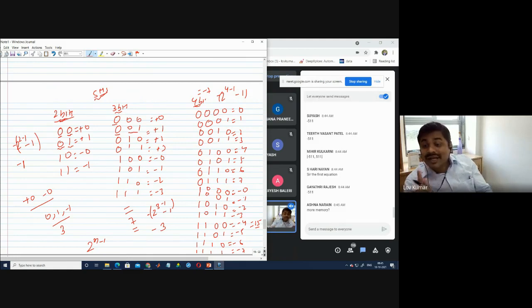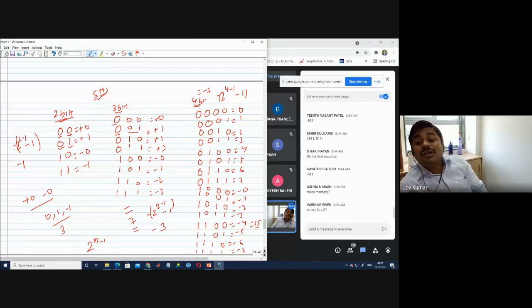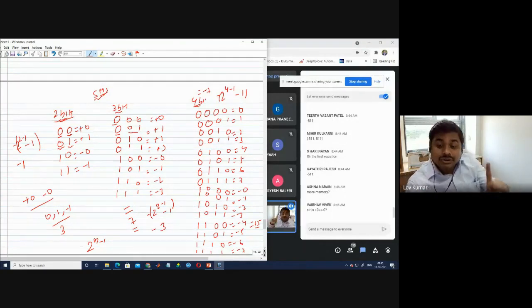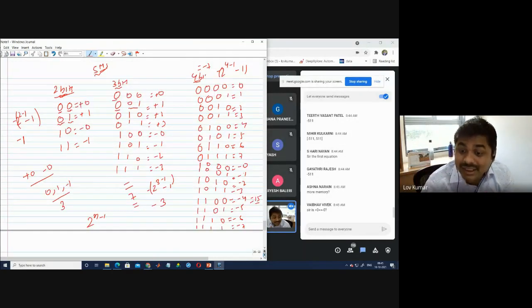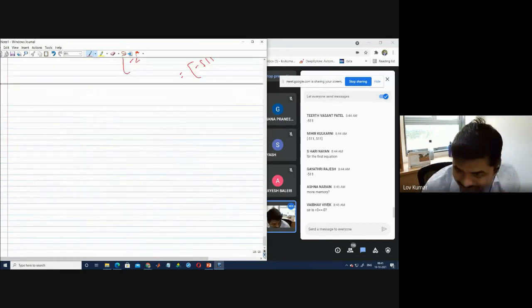So if you are saying 0, that is not sufficient. Either we will say positive 0 or negative 0. But in real life, there is no difference between positive 0 and negative 0. Just you can see, in real life, positive 0 equals negative 0. But according to the sign magnitude representation, positive 0 is not equal to negative 0. This is one disadvantage here.